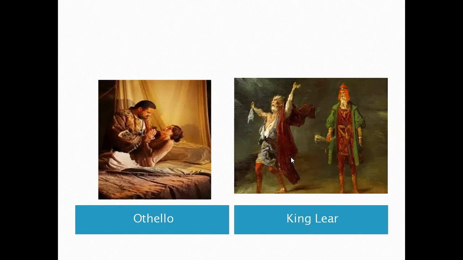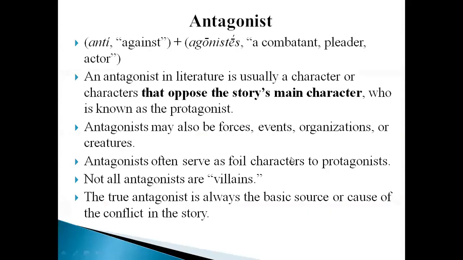Okay, so we talked a lot about protagonist. So this is now antagonist. Antagonist and agonist means actor. Anti means against. It is a Greek prefix. So I discussed antagonist a little bit. The major thing is that it opposes the story's main character. Main character means protagonist here.